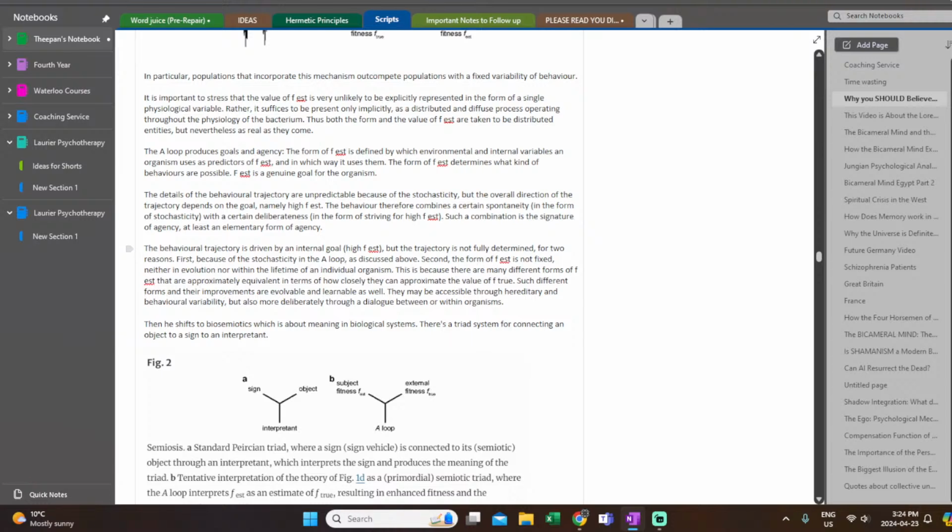The second form of estimate. Is it because there are many different forms of Fs that are approximately equivalent in terms of how closely they can approximate the value of F true? Such different forms and their improvements are evolvable and learnable as well. I guess I feel like the key here is self-modification. They may be accessible through hereditary and behavioral variability, but also more deliberately through a dialogue between or within organisms.